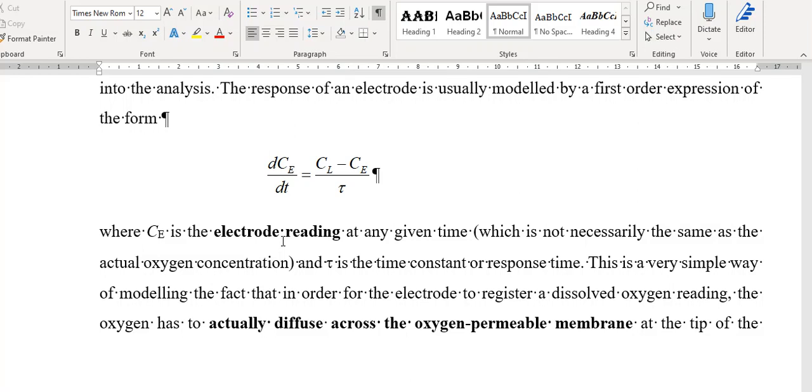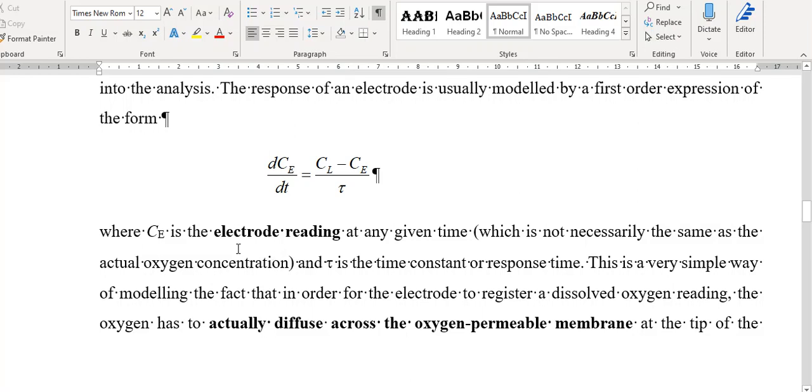So what the electrode is actually measuring is the concentration inside the electrode, not the actual concentration in the liquid out in the bulk of the bioreactor. What that means is that you get what's called a lag effect. If the electrode isn't responding very quickly, because the solute has to diffuse across the oxygen permeable membrane, at any given time the electrode is measuring what the concentration was in the liquid phase some time ago, not at that precise instant. So you get this lag effect.